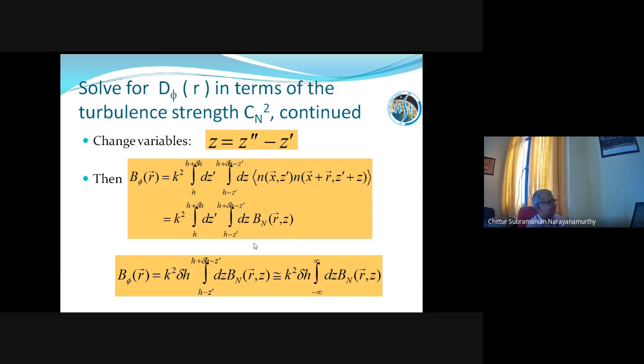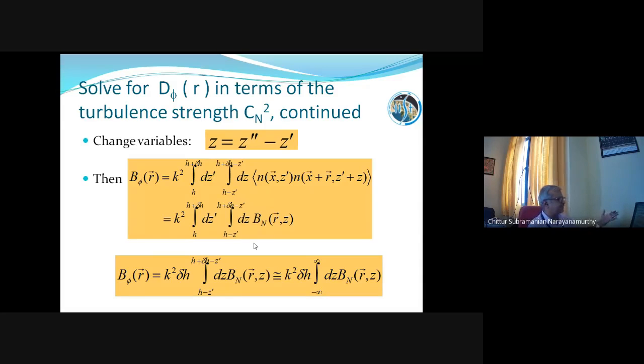And what are the other terms of the turbulence which we can use? We can also use a change of variables and try to find B phi in terms of the refractive index at one point x plus r and z plus position. Similarly, B phi can also be found in the vertical direction, and we can use these variables. Now these are all available in the literature at various heights.